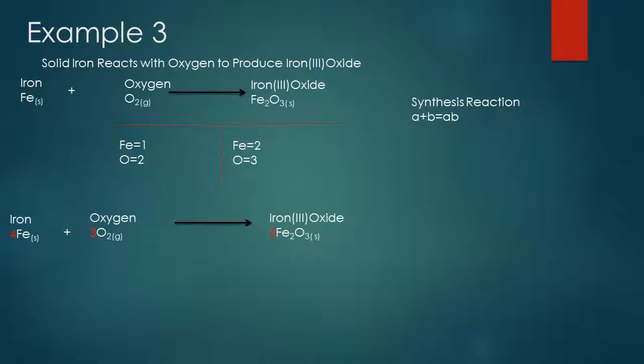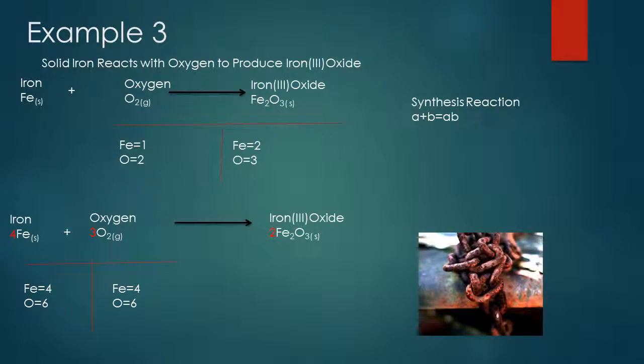In order to have a correct balanced equation, it's good practice to check the answer. So we draw a T-chart again. Iron and oxygen have the same number of atoms on the left hand side and the same number of atoms on the right hand side, so it is balanced.